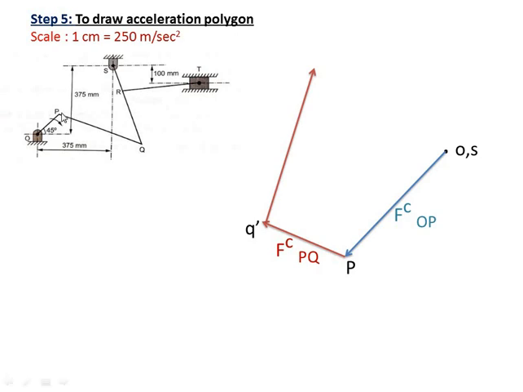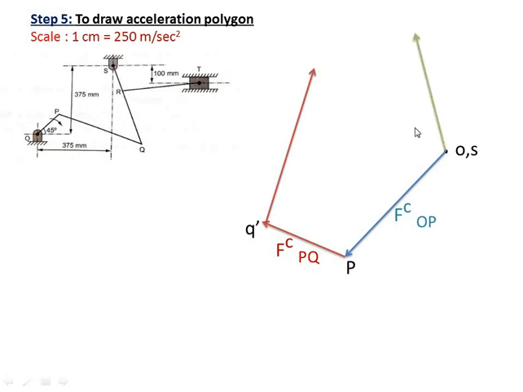Now Q point is on link PQ, and also on link SQ. So we will leave this vector as it is and move on with link SQ. Now come to SQ and locate centripetal acceleration of SQ. Centripetal acceleration of SQ is parallel to SQ towards the center of rotation. I am saying link SQ, which means S is the center of rotation. So what is the direction? Towards S. Parallel to SQ towards S means upward.